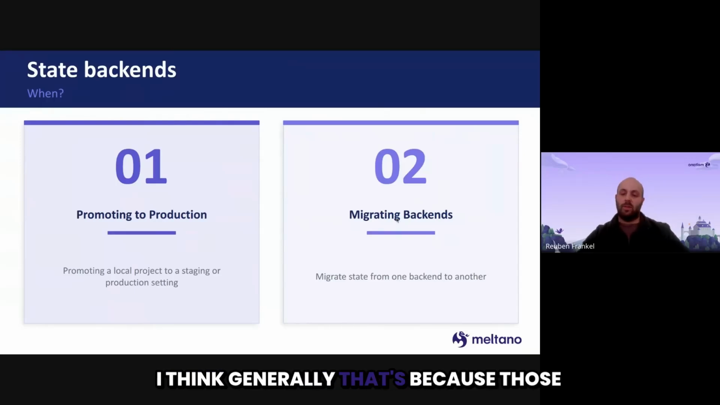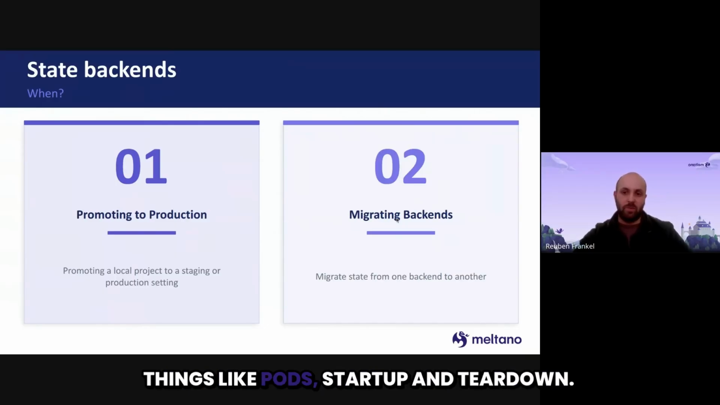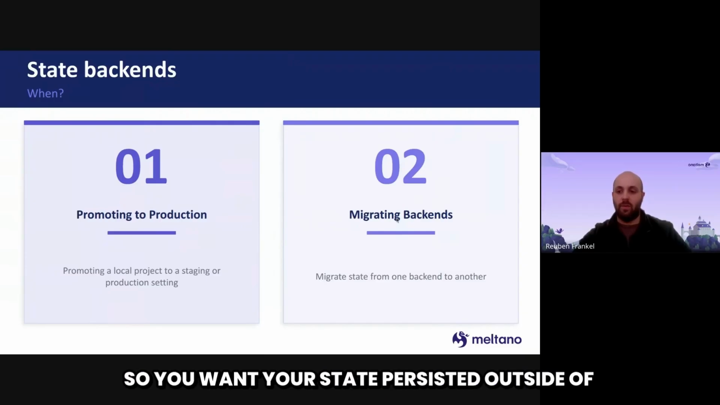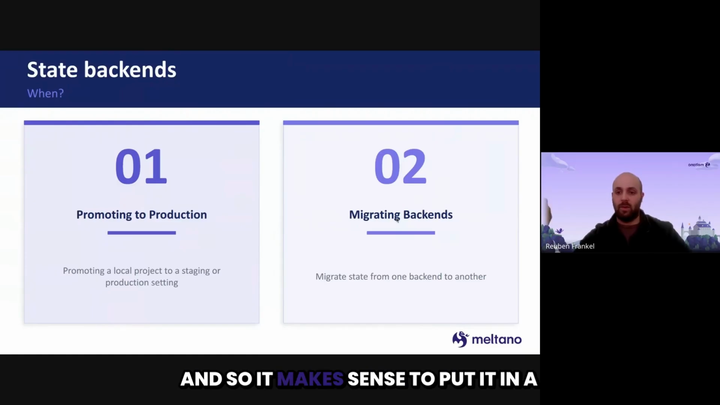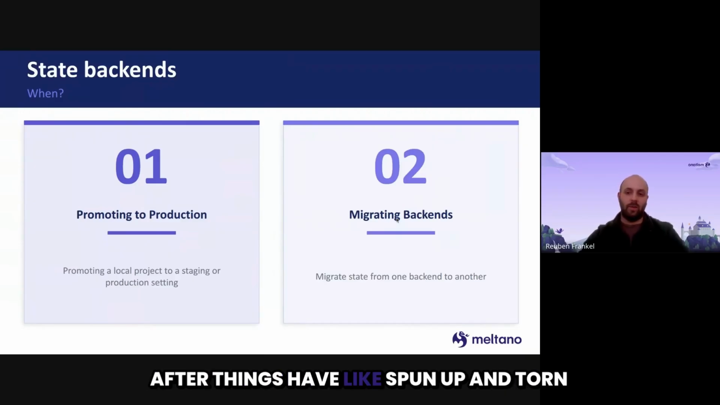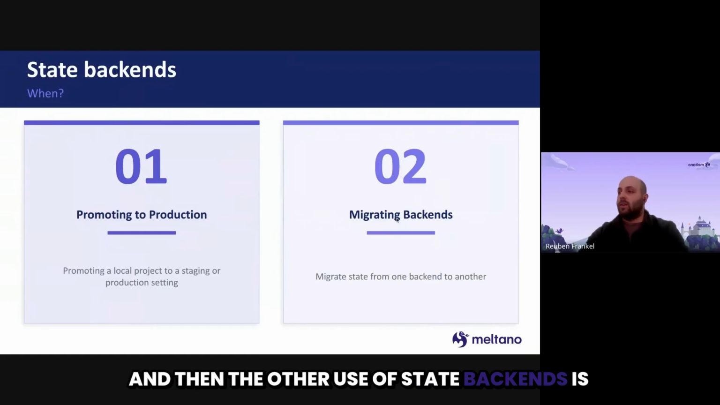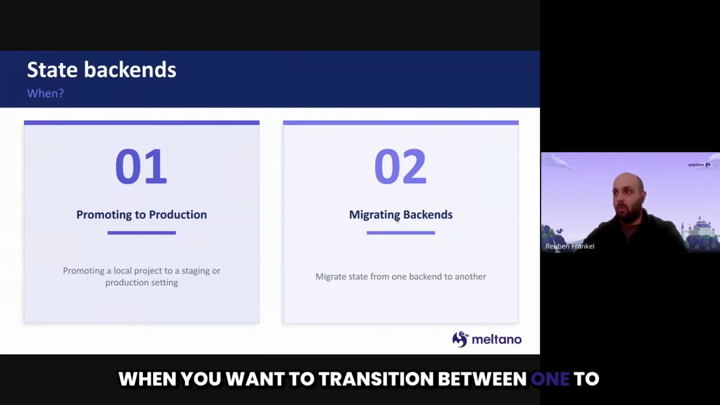I think generally that's because those environments are ephemeral. Obviously, things like pods start up and tear down. So you want your state persisted outside of that environment. It makes sense to put it in a persistent environment that isn't the local project so that you can resume after things are spun up and torn down as appropriate. And then the other use of a state backend is when you want to transition from one to another.